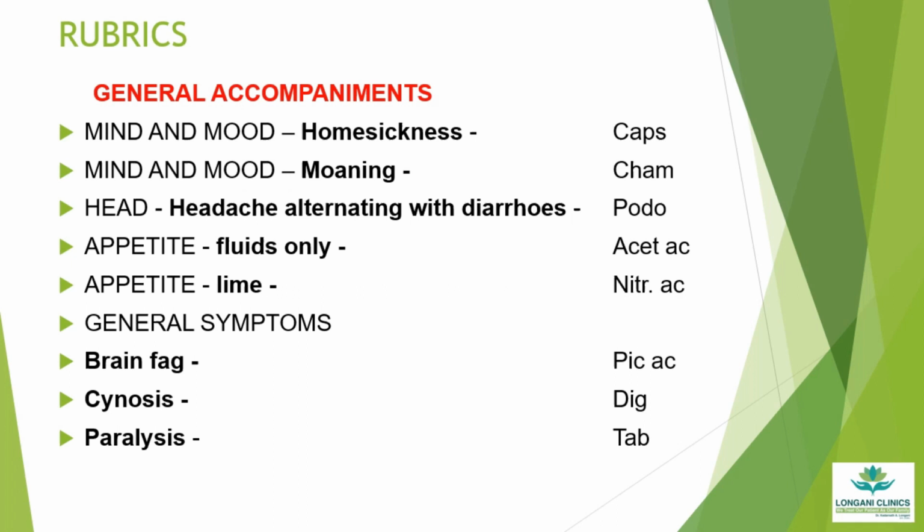Under the heading appetite, fluids only, acetic acid. Under the heading appetite, lime, nitric acid. Then under the heading general symptoms, brain fag, the drug mentioned is picric acid. Under the heading general symptoms, cyanosis, the drug mentioned is digitalis. Under the heading general symptoms, paralysis, the drug mentioned is tabacum.